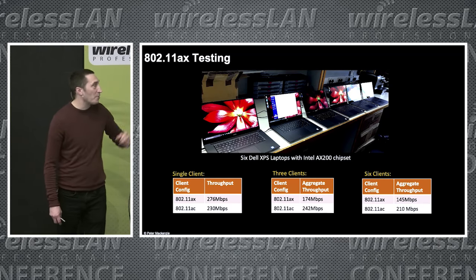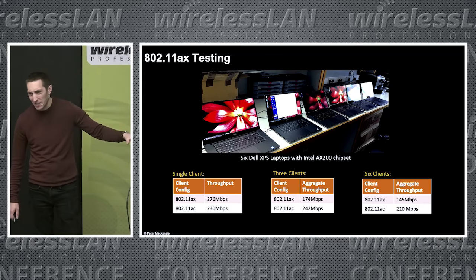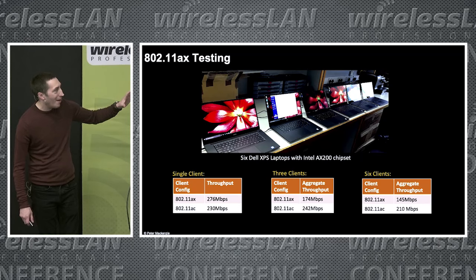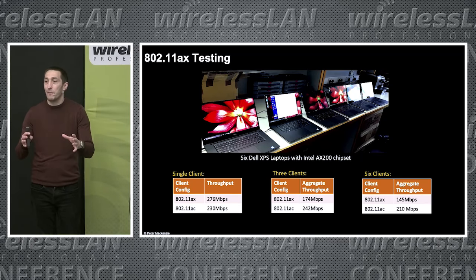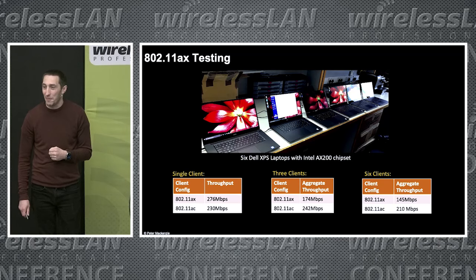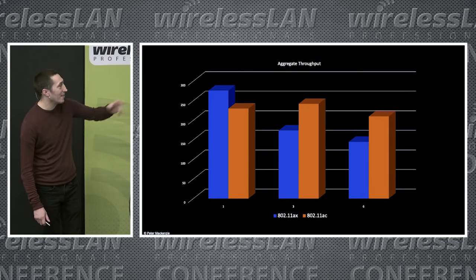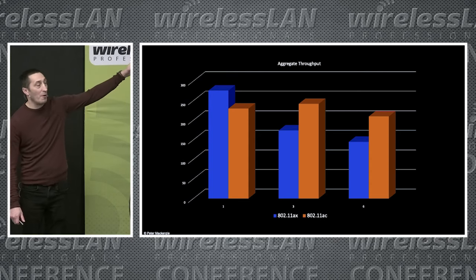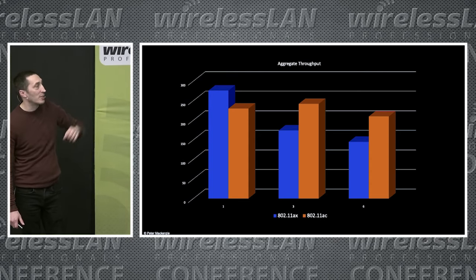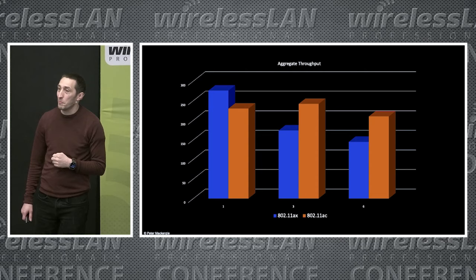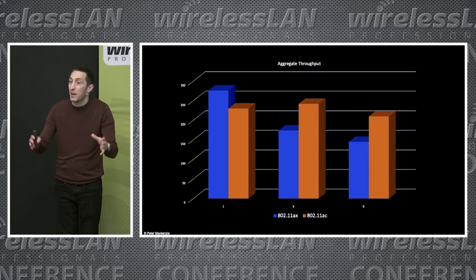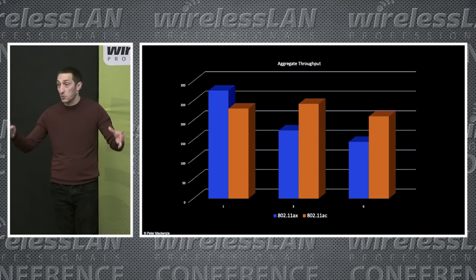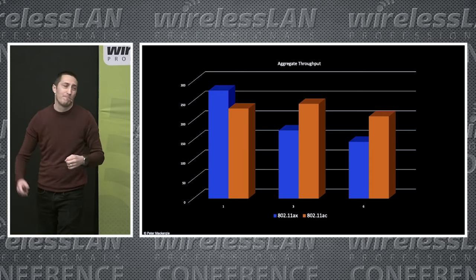When I got to multiple clients, 4 years ago, the AC aggregate throughput was always more than with AX, which was interesting. This is just the results in a bar graph. You can see that with one client, AX performed better. When I had 3 or 6, AC did better. So when it was doing OFDMA, it didn't seem to be providing as much aggregate throughput.